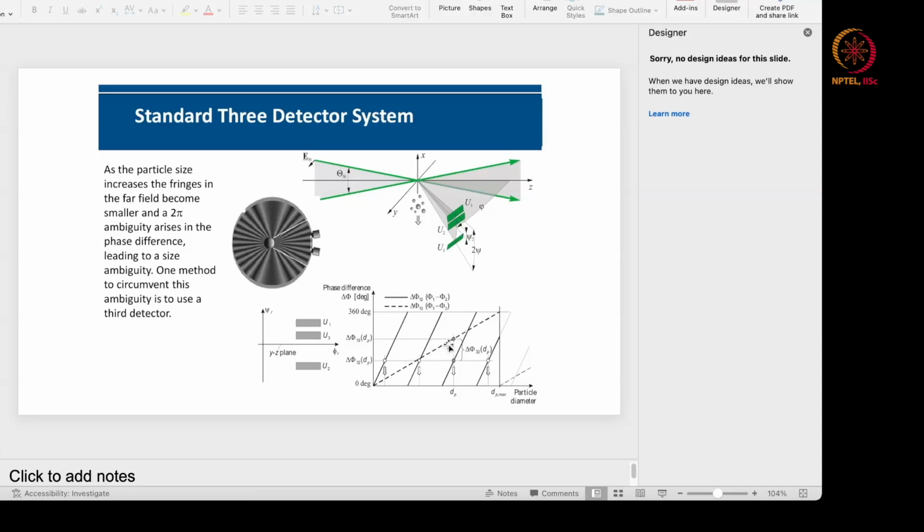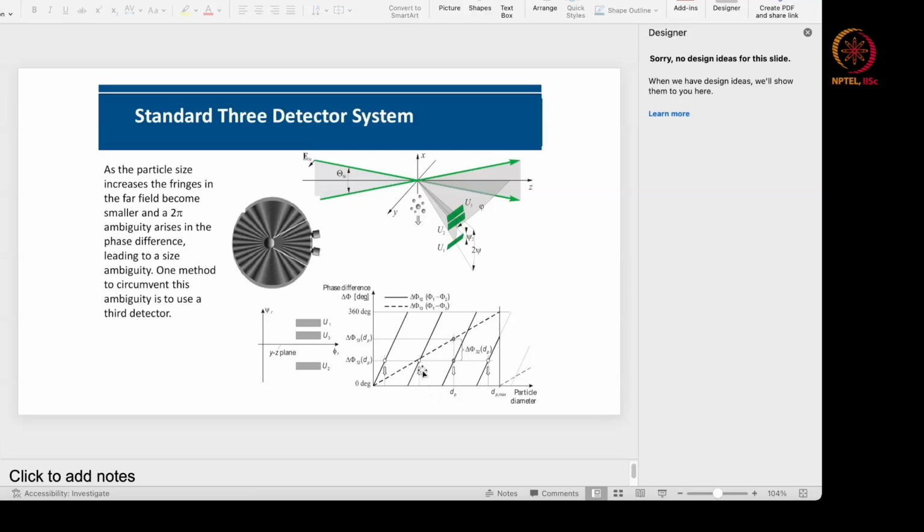So this is how you remove the ambiguity by using a third detector, and then you find out that, okay, for this particular diameter, the third detector is giving me this, and the initial detectors are giving me that. So now you correlate the two and find out what diameter will actually satisfy these two readings. And that is how you nail the diameter.